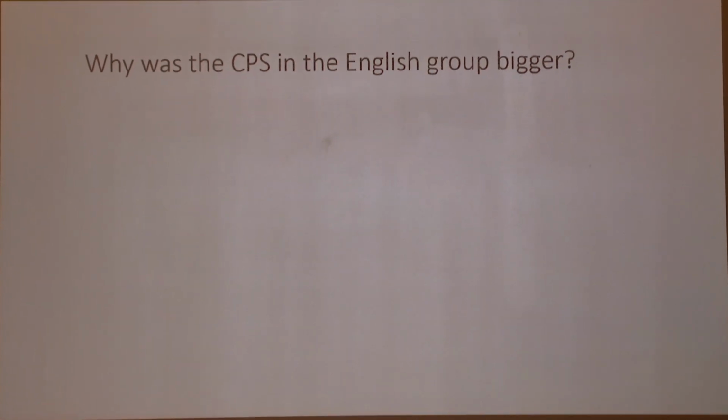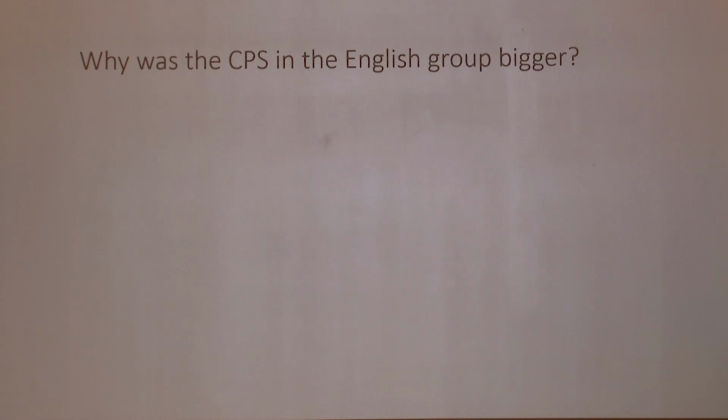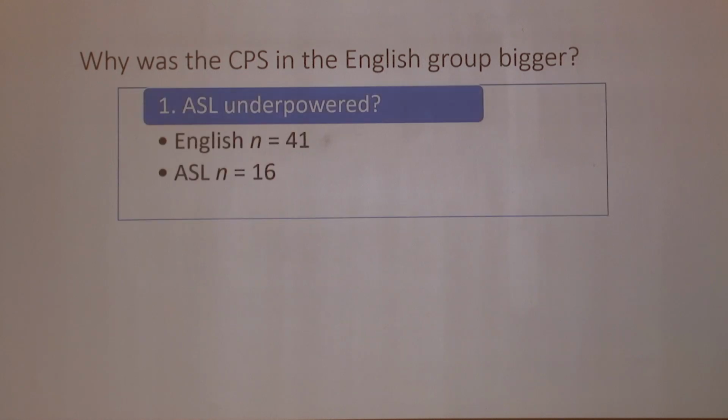Perhaps more importantly, you may all be wondering why the CPS in the English group was bigger. And this question is a little bit harder to answer. So the first thing that crossed my mind is that our ASL group may be underpowered relative to the English group. You can see that we had very different sample sizes, though it is important to note that 16 is not an unusual sample size for ERP research, especially in a group such as deaf signers where access can be a limiting factor.